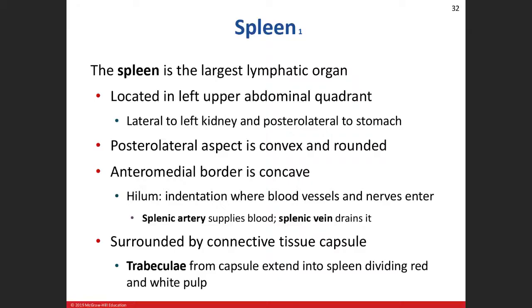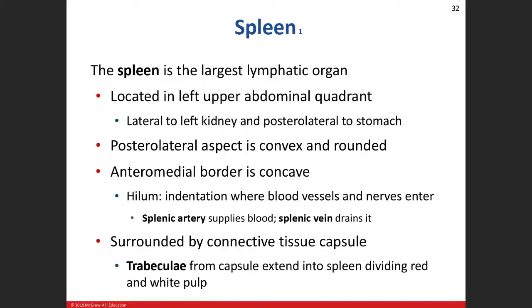Let's talk about the spleen. The spleen is actually the largest of all of our lymphatic organs per se. I hope you all know where it's located, if you've ever had to do a physical exam on anybody.